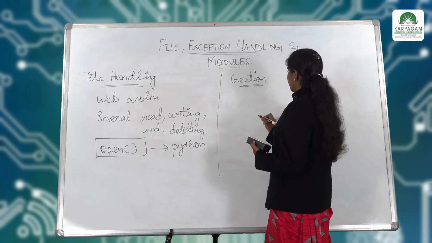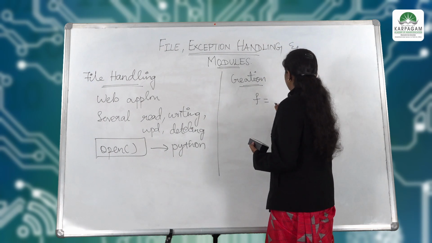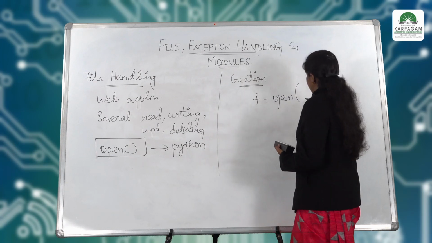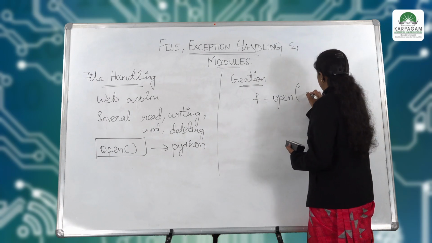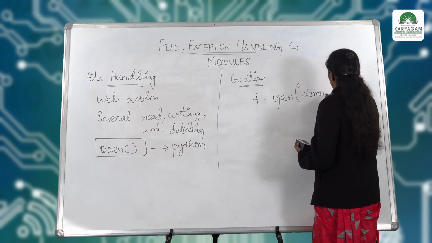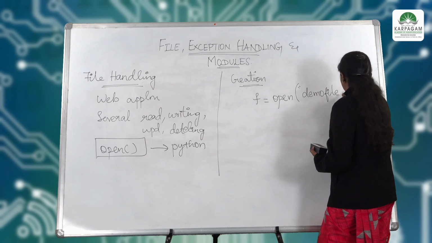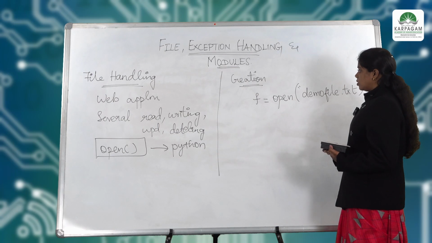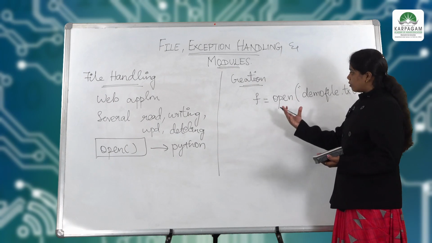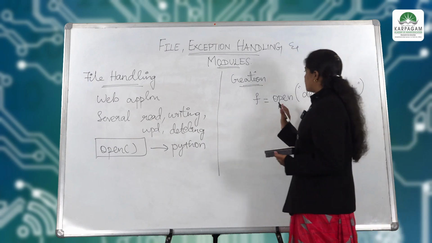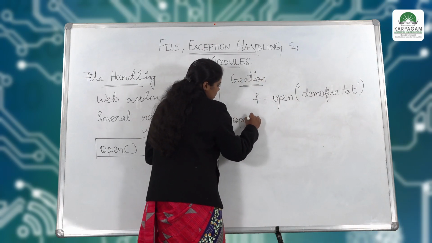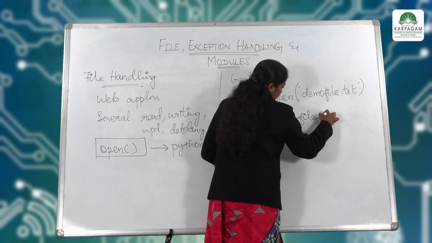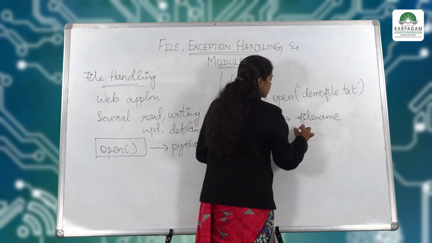For creating a file, just use the file name. f equal to, that is a variable name, open function, inside that give the file name. I am giving it as demofile.txt, a simple txt file. To open or create a file, this statement is enough. But generally, the open function consists of two parameters. One is the file name and another one is the file mode.